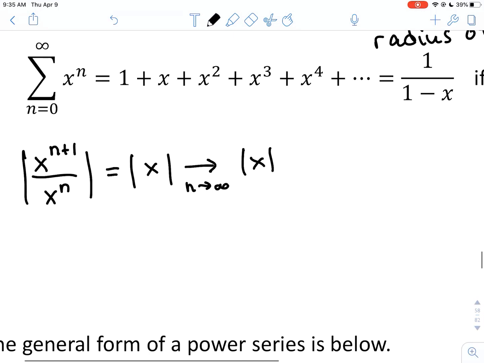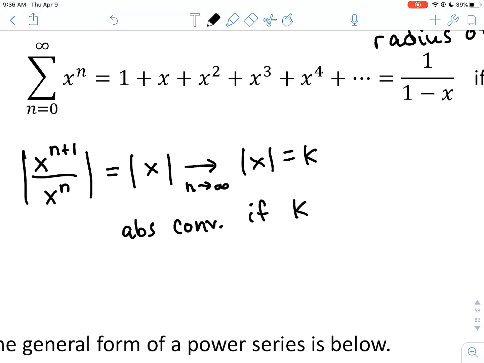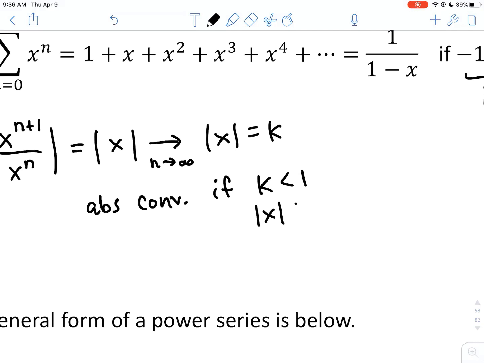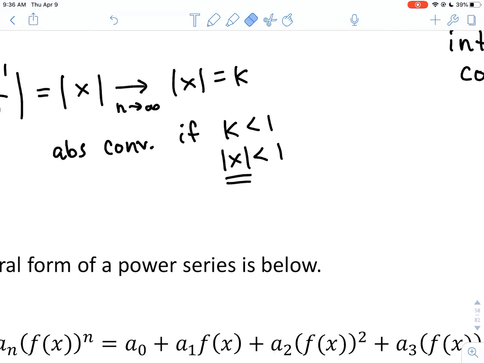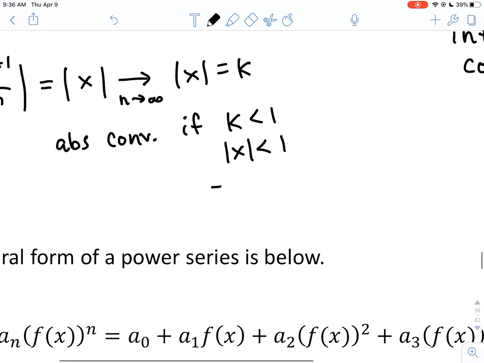This is the k. Now the series will be absolutely convergent if this value k is less than 1. So that means absolute value of x has to be less than 1. And then the way to turn an absolute value less than a positive number into an inequality that doesn't involve absolute value is to create a double inequality where x has to be between the negative and the positive of that 1. All right, so this leads to that the geometric series, according to the ratio test, is convergent if x is between negative 1 and 1.